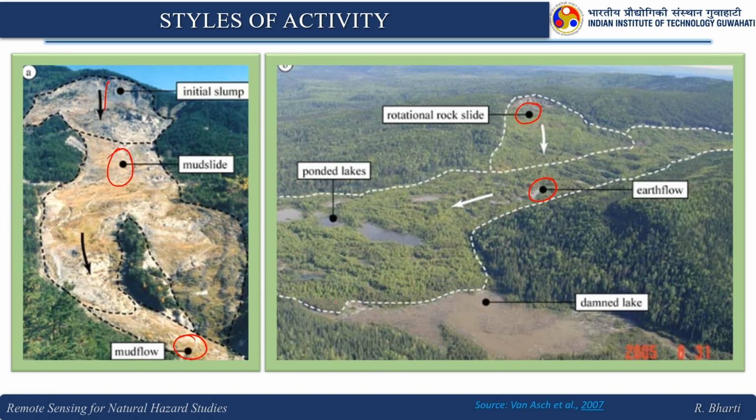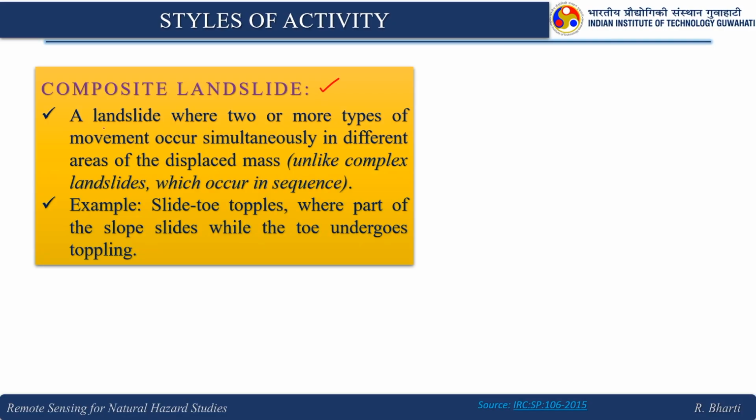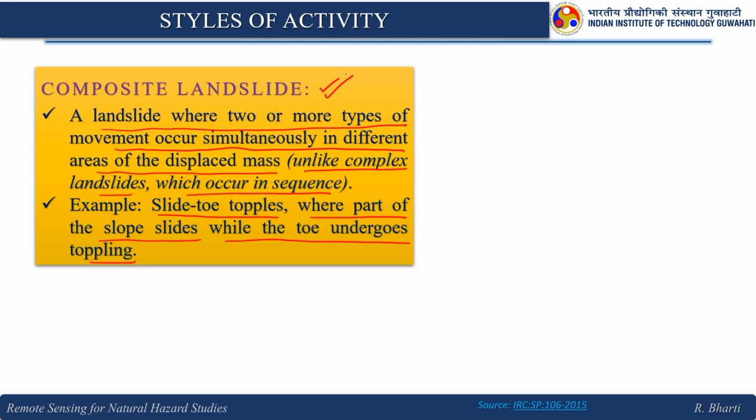So, this kind of activity may take place in nature and we have different names for it, right. Then comes the composite landslide, a landslide where two or more types of movement occur simultaneously in different areas of the displaced mass, unlike a complex landslide, which occurs in sequence. For example, slide toe topples, where part of the slope slides while the toe undergoes toppling. So, this is the case of composite.